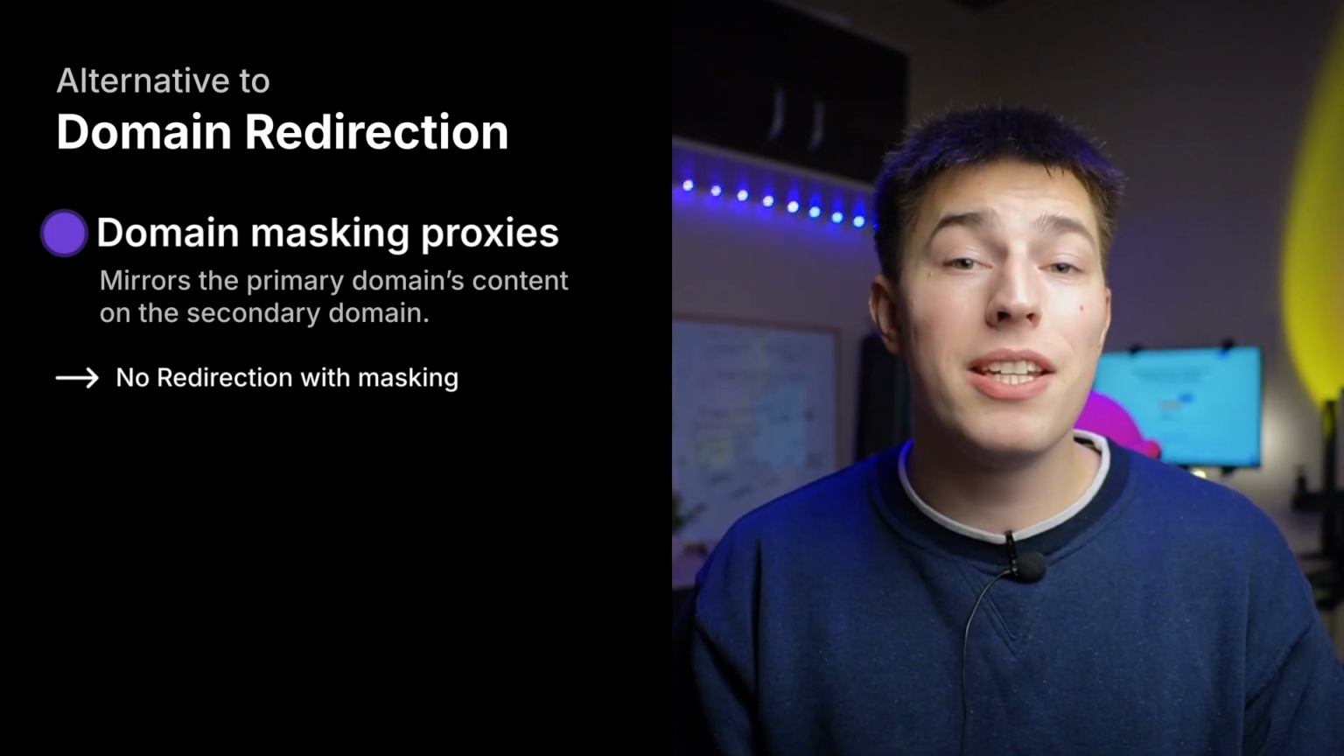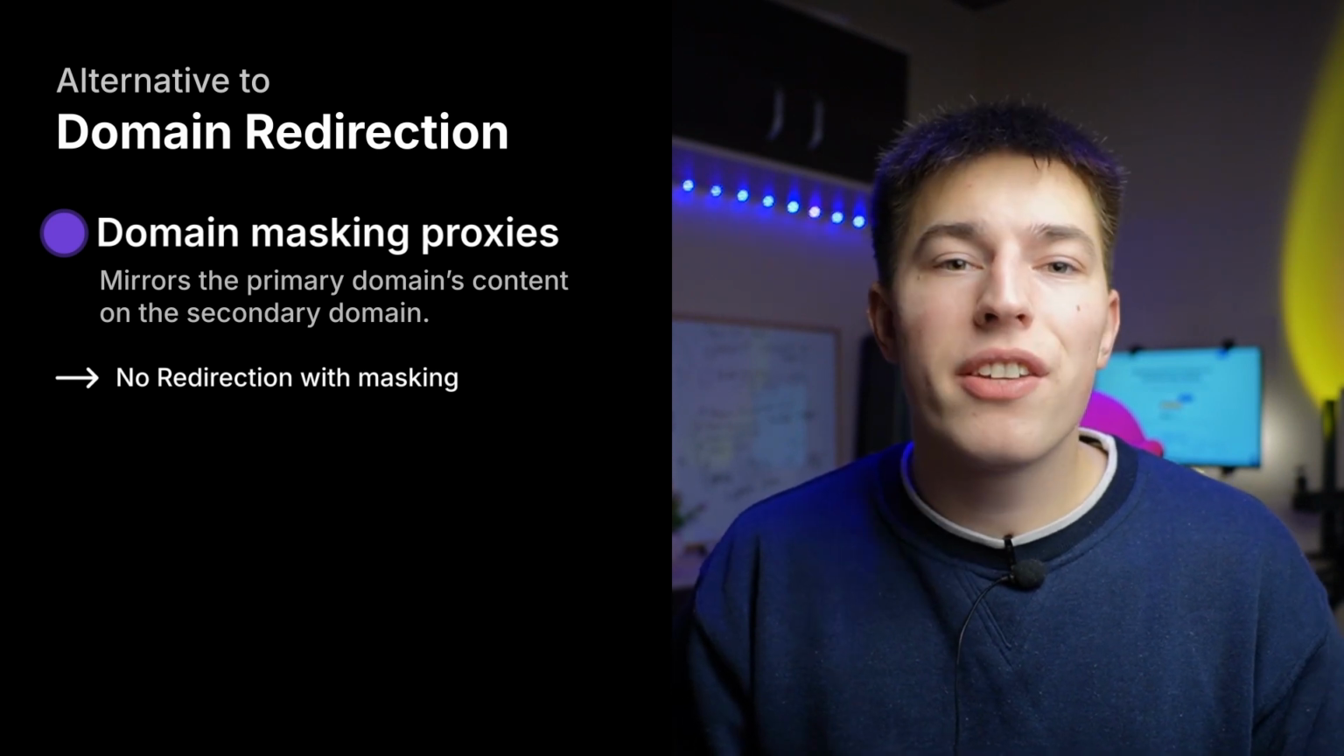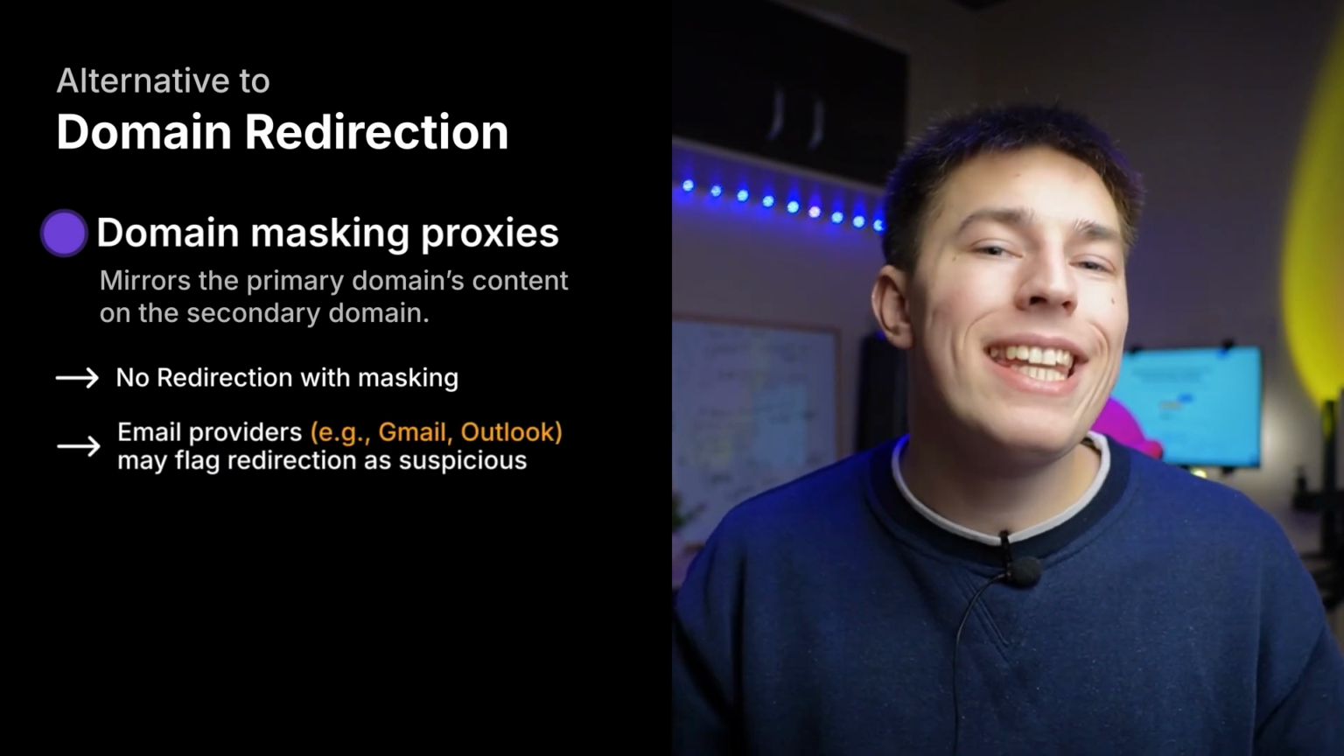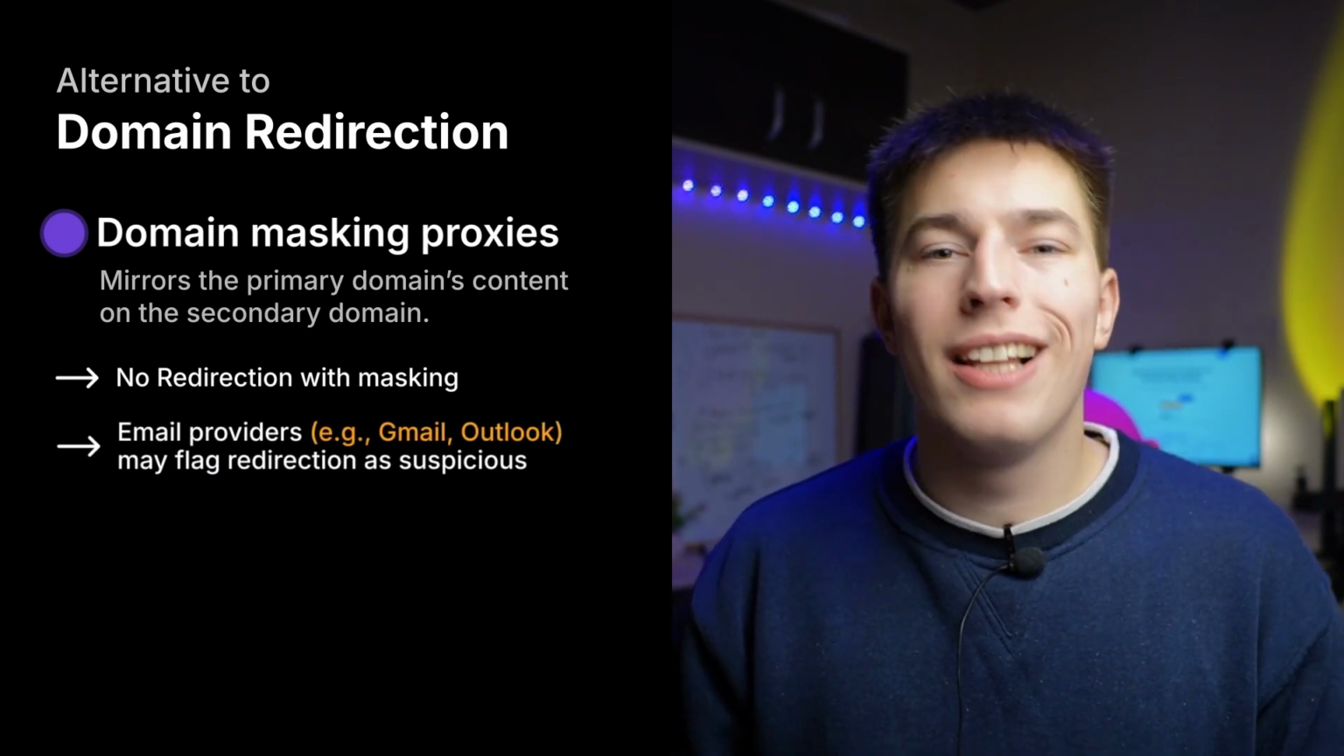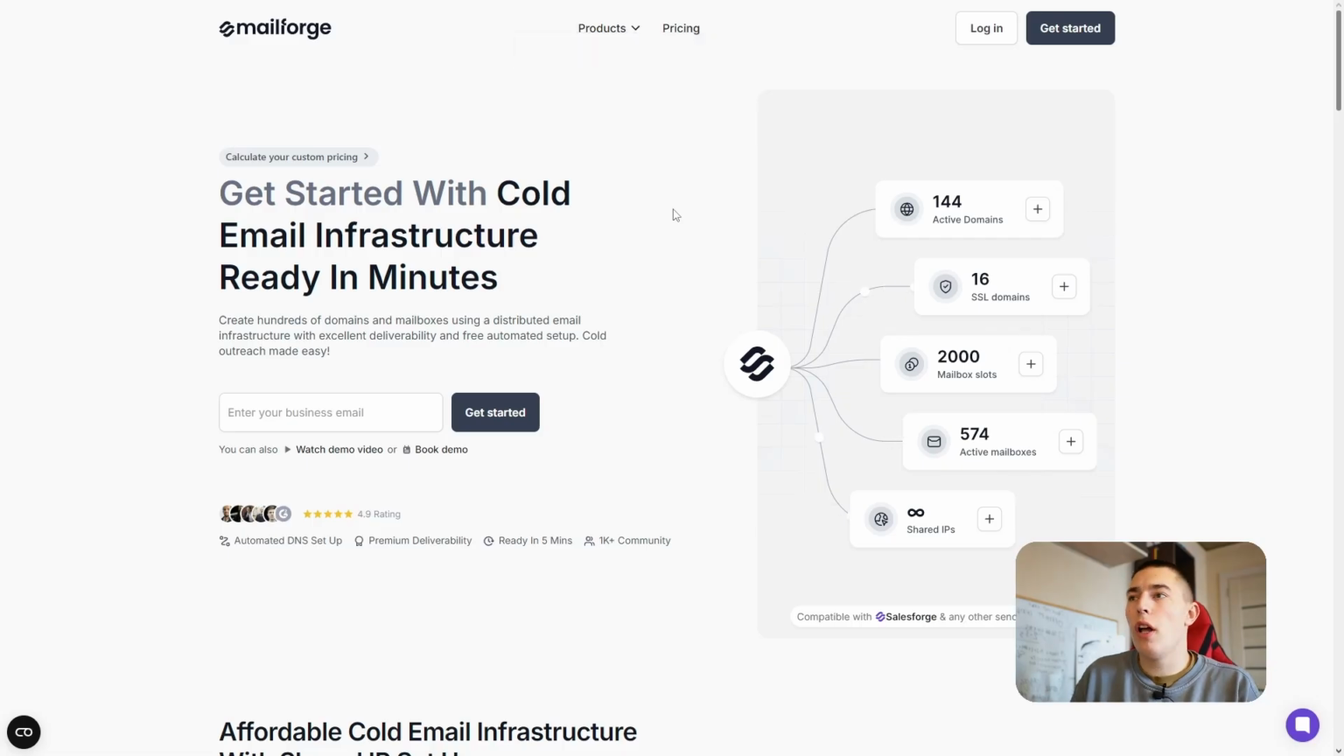Domain masking proxies are better than domain redirection because redirection can look suspicious in the eyes of email service providers like Gmail and Outlook. I know this could feel overwhelming or confusing, but don't worry. Like I mentioned previously, I'll show how to automate this whole process, finding and setting up domains with proper DNS records, following the best practices. And we'll do that in less than 5 minutes in the next module. See you then.